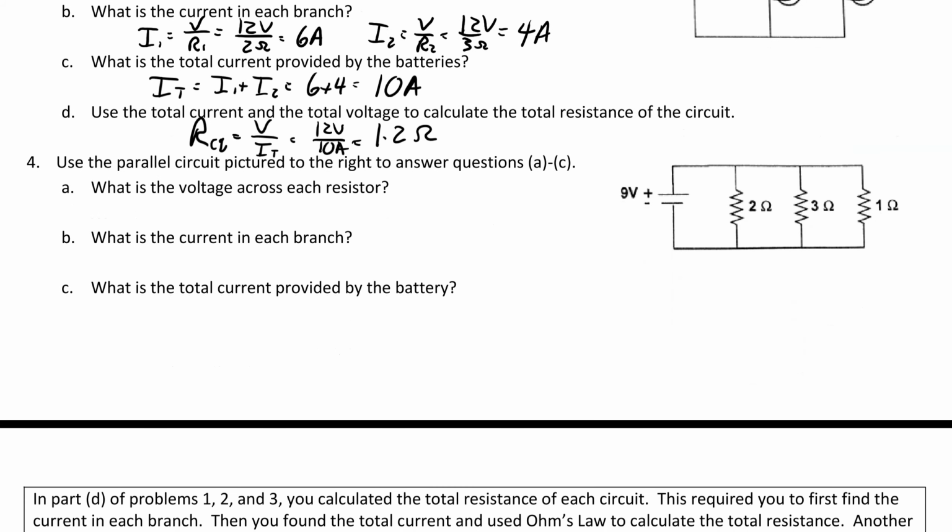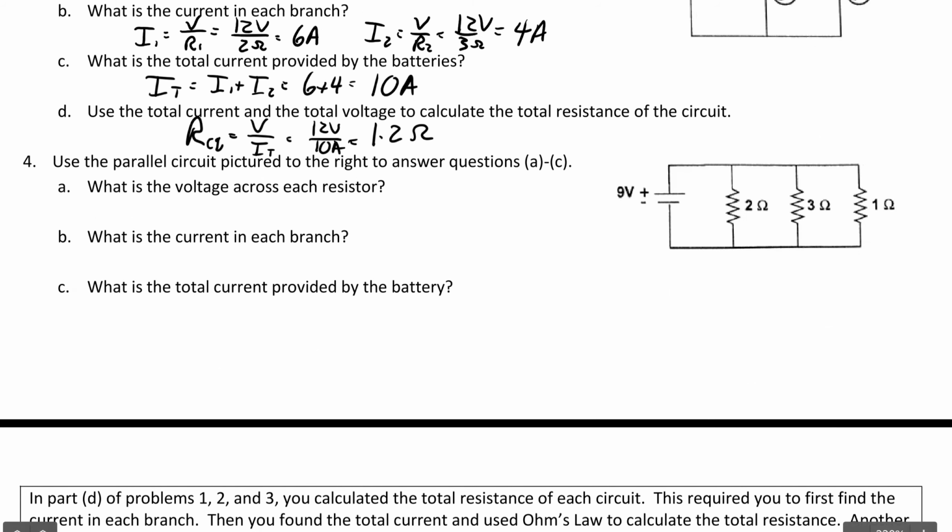Now for this one, we have 3 different resistors. Okay, so it says what's the voltage across each resistor? 9 volts. It's just a reminder that it's the same voltage everywhere. And what is the current in each branch? So I is equal to V over R for each one. So 9 volts divided by 2, that's 4.5 amps. So there's 4.5 amps here.